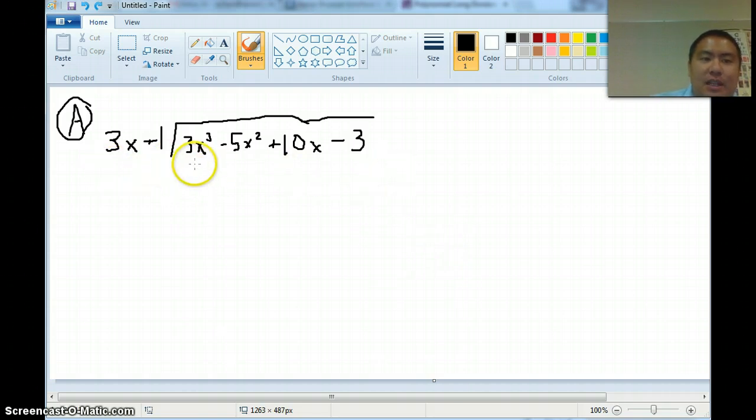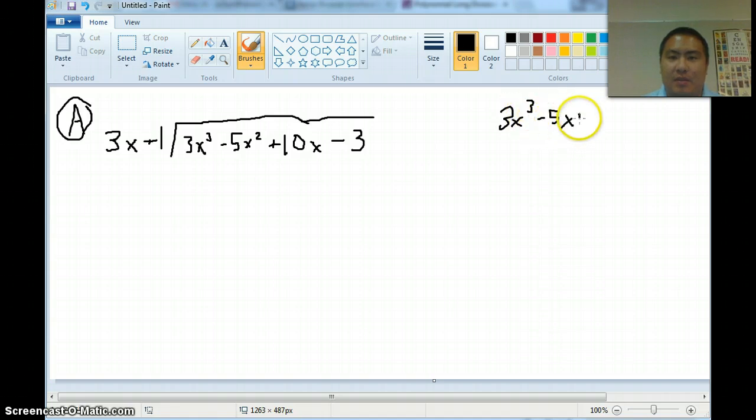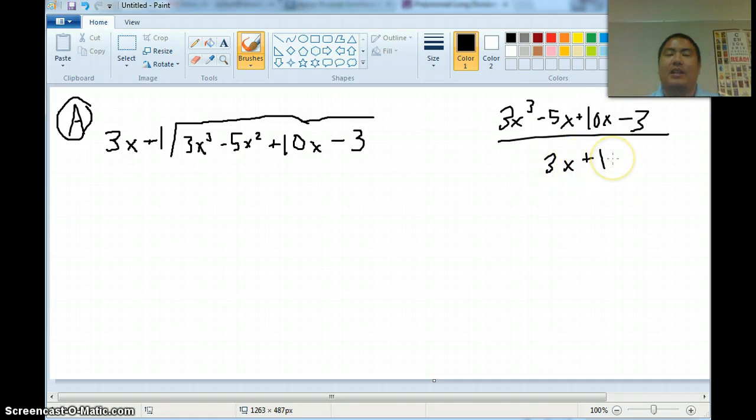3x plus 1, and I have 3x cubed minus 5x squared plus 10x minus 3. In other words, this is really the same thing as 3x to the third power minus 5x squared plus 10x minus 3, and it's all over 3x plus 1. So what we're trying to do is simplify. Like, in other words, if we had 8 over 2, that becomes 4, right? This should also simplify. The bottom is going to disappear and the top is going to give us something. Alright, so I'll delete all that.